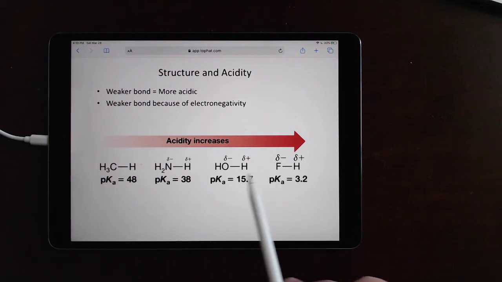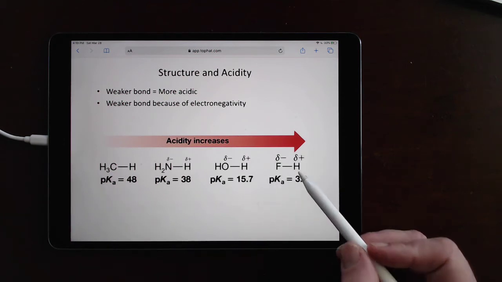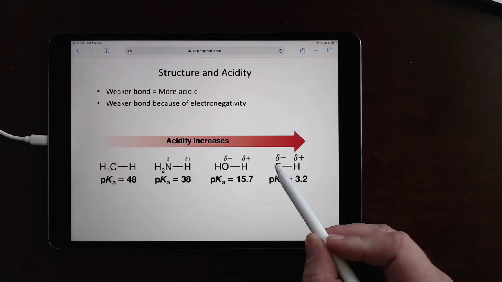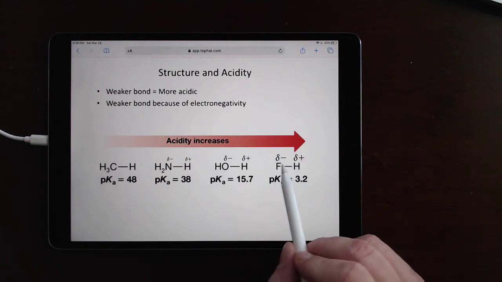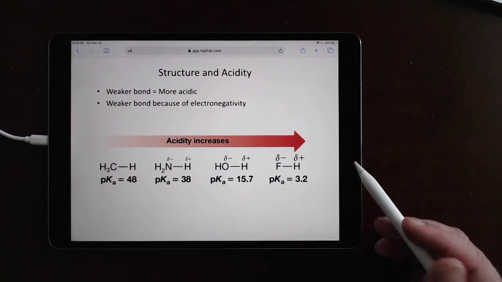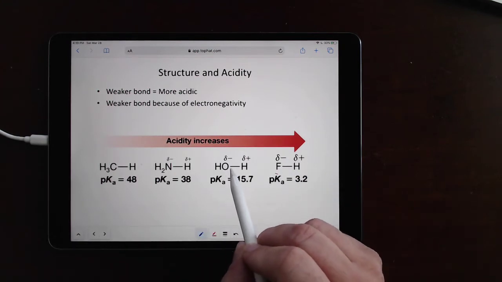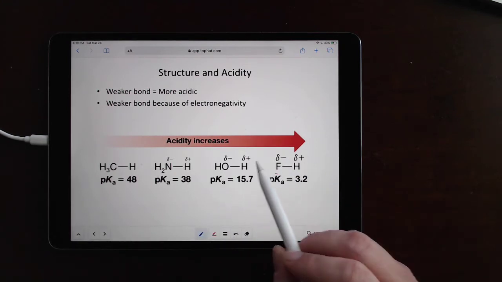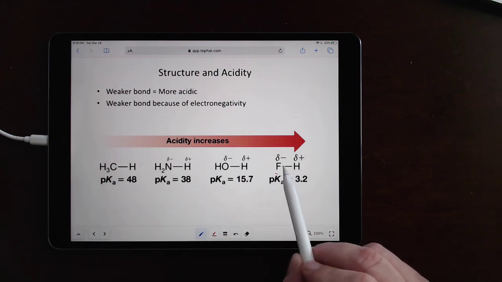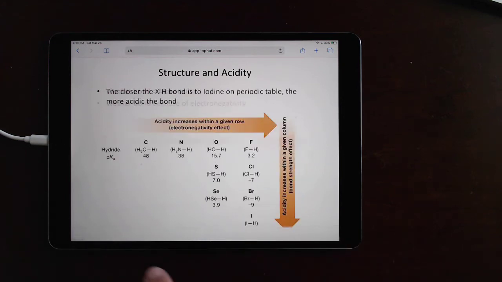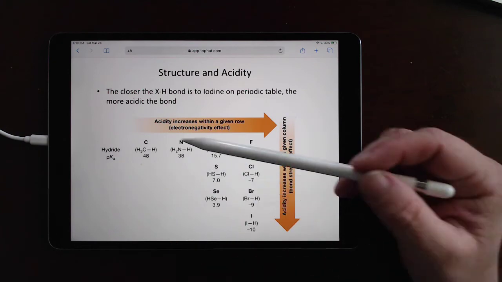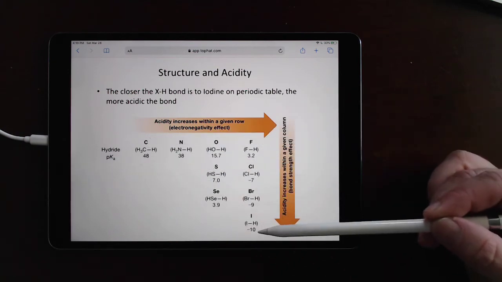As you go across, the electrons are going to want to spend more time on either the fluorine or the oxygen, so that weakens the bond. They're going to spend a lot more time on the fluorine, or the oxygen rather than the hydrogen. So it weakens that bond, so it makes it more acidic. Okay, and so if you look at this, it's both electronegativity and size.